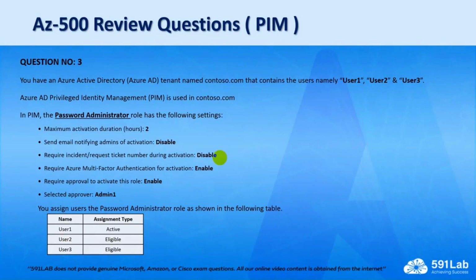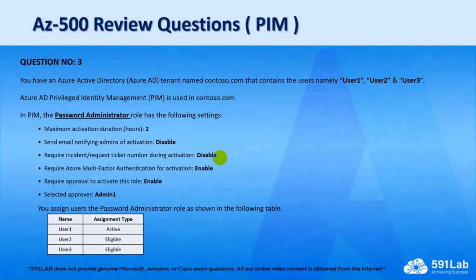Fine. The next option says require approval to activate this role. It says yes, which means whenever an admin activates the password administrator role, it is going to be approved by someone. You can see here the selected approver is admin 1. So it means any user who activates the password administrator role, the request will go to admin 1 first to approve, and then it will get activated.